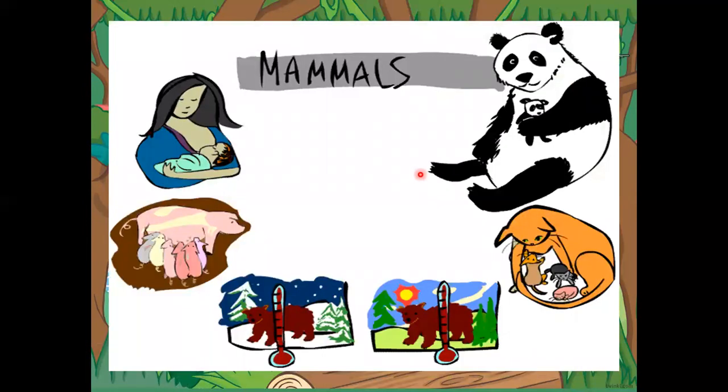Mammals, as you can see here, the fur of the panda. The fur of the panda, so the panda is a mammal. Here, they feed like your mom feeds you with milk. This animal is warm-blooded. When it's the summer season, they have a constant temperature. When it's the winter season, they have a constant temperature.